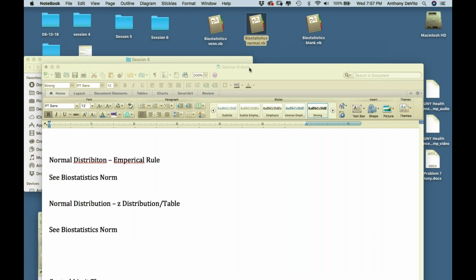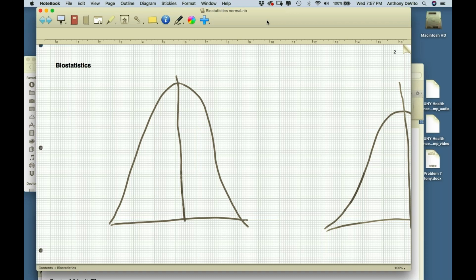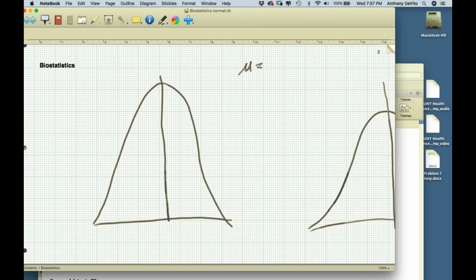Okay, so I'm going to look at how to do this more precisely. Now I'm going to give you another example. Let's say that the mean for my population, mu, is equal to 100, and the standard deviation is equal to 20.